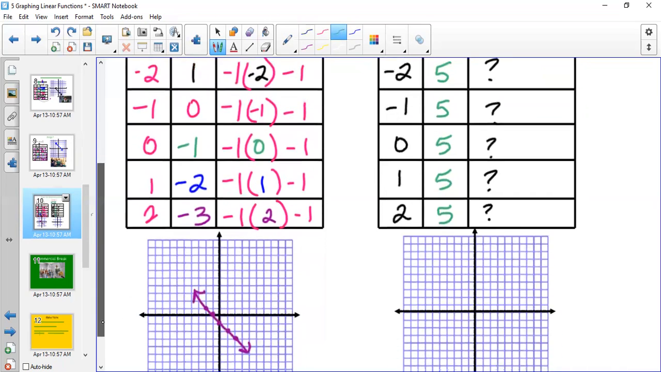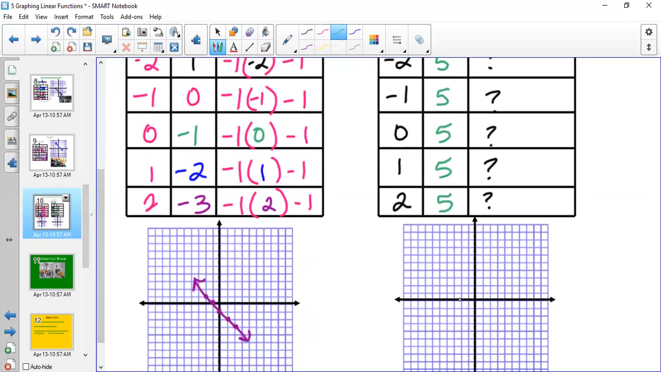It's constantly 5. So if I plot this point, left 2, up 1, 2, 3, 4, 5, and left 1, up 5, we would get a special kind of line. We would have gotten a horizontal line. And that would have been your answer to that one.